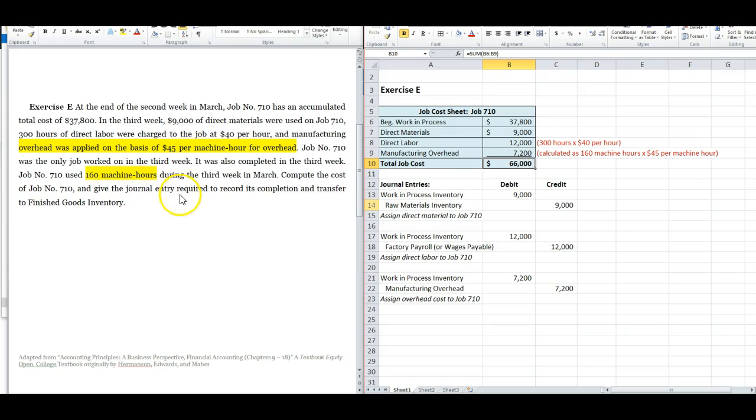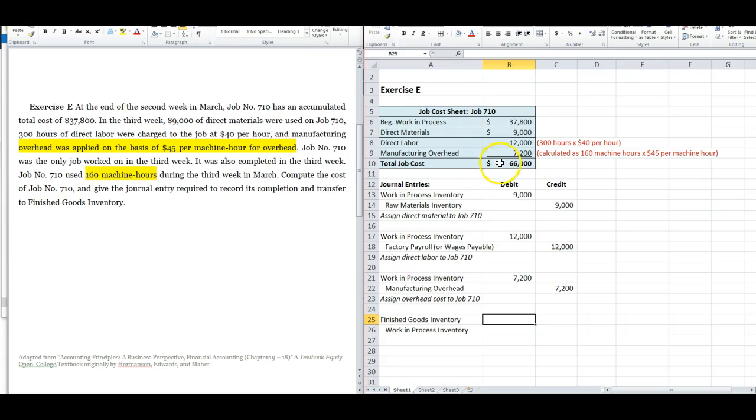We also need to give the journal entry to record its completion and transfer it to finished goods. Why do we need to transfer it to finished goods? We need to transfer it to finished goods because we can't sell something that is still in process. We can't sell something that hasn't been completed. So we're going to record that this item has been completed, and we're going to transfer it to finished goods. Remember, where it's going to is our debit. So we're going to record it to finished goods inventory, and where it's coming from is our credit, and it's coming from work in process inventory because it's moving from work in process to finished goods.